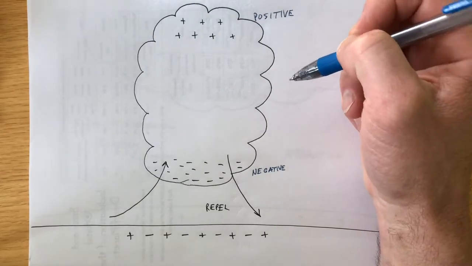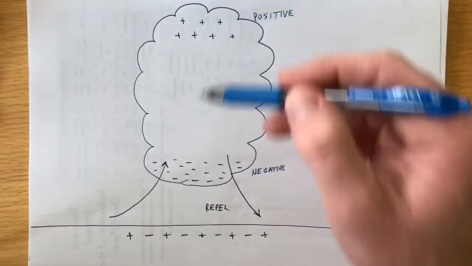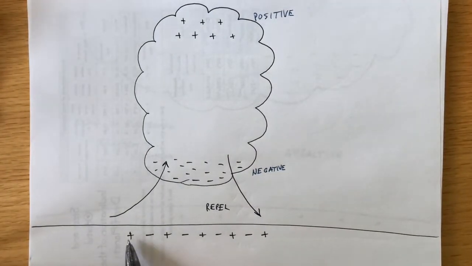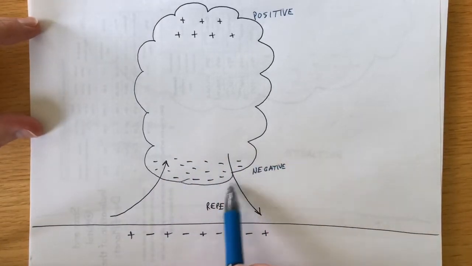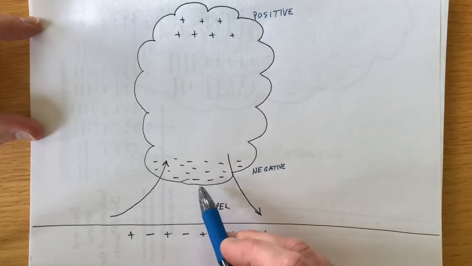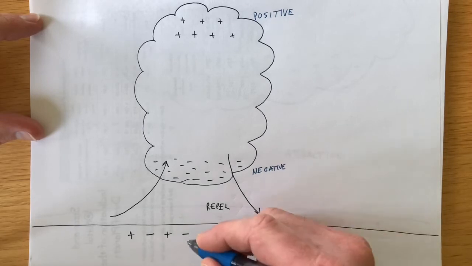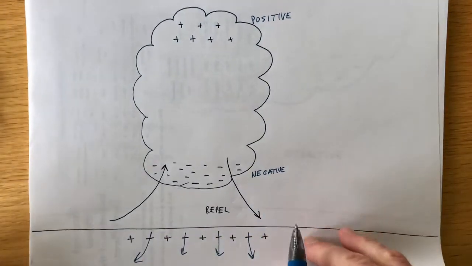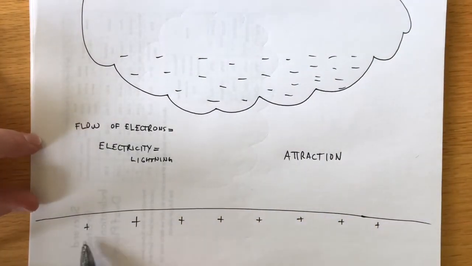Anyway, regardless of why it happens, this is what a cloud looks like in a thunderstorm. Negative at the bottom, positive at the top. Now the ground is electrically neutral, which has positives and negatives both. But if you have a thunderstorm close enough to the ground, remember, bigger, heavier clouds are going to be close to the ground. This negative charge repels these negative charges and forces them away. And what does that do to the ground? It's going to leave the ground with a positive charge.